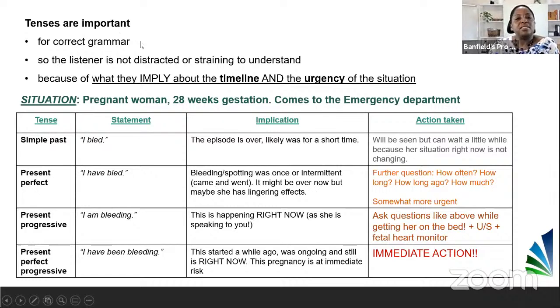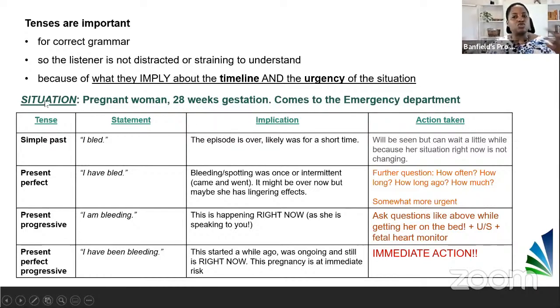But before we do that, tenses are important, first of all, for correct grammar. You do not want your grammar to be so bad that people are listening to you and going, huh? They're paying more attention to the bad grammar than they are to what you're saying. Okay, so you don't want your listener to be distracted or straining to understand what you're saying because your grammar is all over the place. But also tenses are important because of what they imply about the timeline and the urgency of situations. And you can see that this would be extremely important in healthcare, extremely, okay?